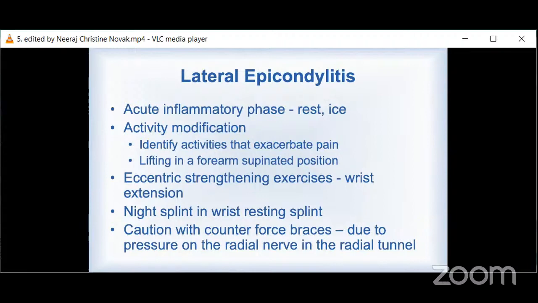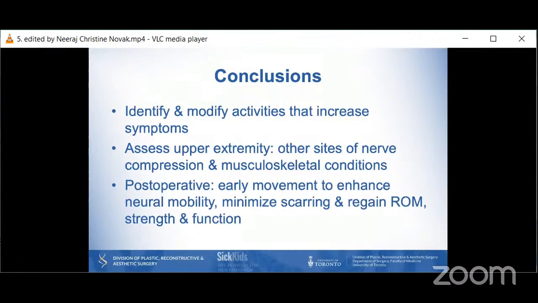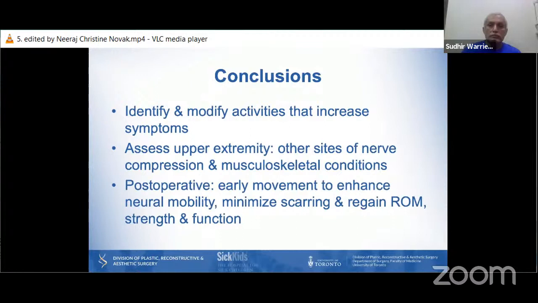So in conclusion, it's important to identify and modify activities that increase symptoms, and assess the entire upper extremity, other sites of nerve compression, and musculoskeletal conditions that can be contributing to symptoms. Postoperatively, early motion enhances neuromobility, minimizes scarring, and helps regain range of motion, strength, and function. Thank you.